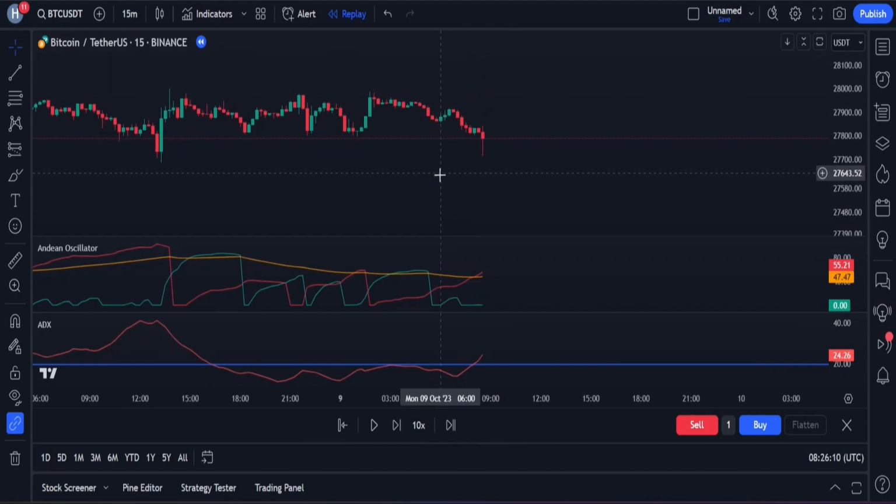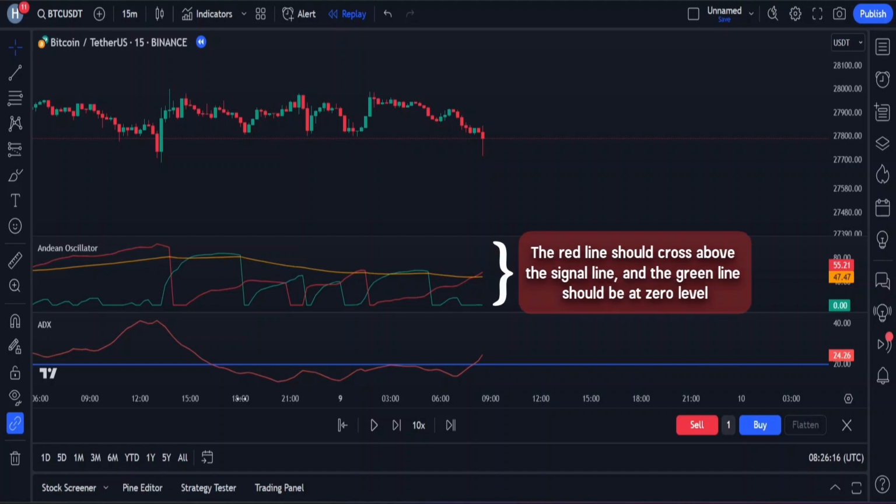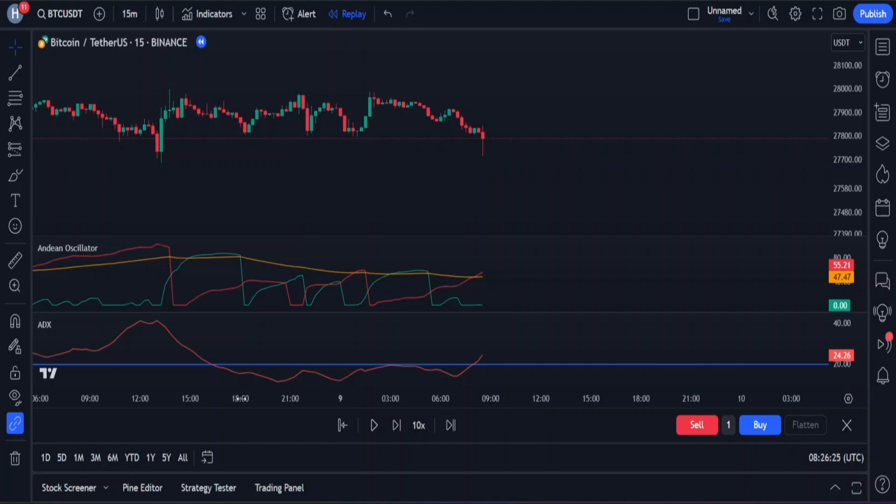For a sell trade to be considered valid, our first step is to wait for a sell signal given by the Andean indicator. And we already know that when the red line crosses above the signal line and the green line is resting at the 0 level, like it is here, it is an indication to open a sell position. So finally, we will confirm this signal just like we did in buy trades. In order for the sell signal to be confirmed, the ADX line should be above the 20 level. So with all these conditions met, we can initiate a sell position. So I'll open a sell position here.